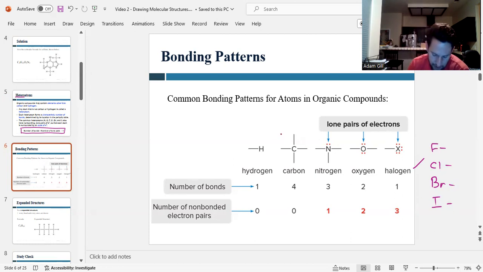So definitely remember these bonding patterns. This is going to be key for the rest of the semester. So make sure you have this pattern memorized.